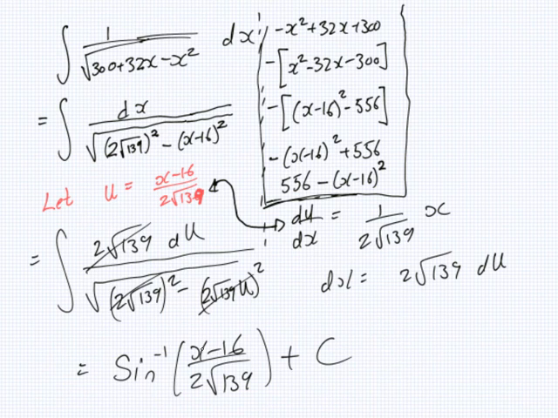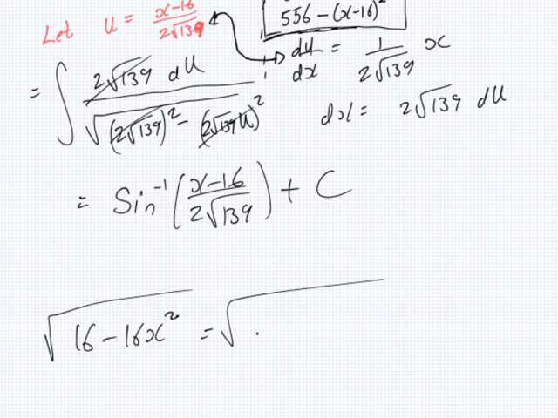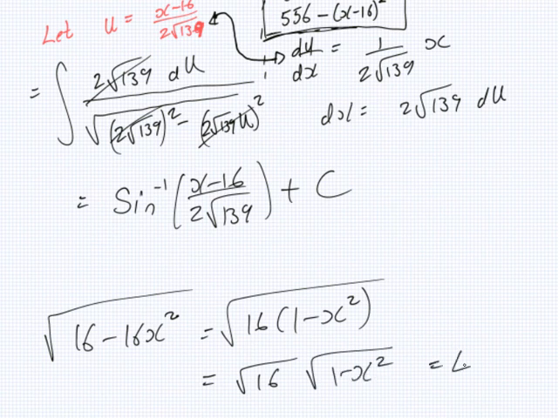But how can you cross them again? OMG! And it's 2 square root 139. Watch. 16 minus 16x squared, for example. Yeah? That's equal to square root 16 times (1 minus x squared). Agreed? Which is equal to square root 16 times square root 1 minus x squared, which is equal to 4 times root 1 minus x squared.